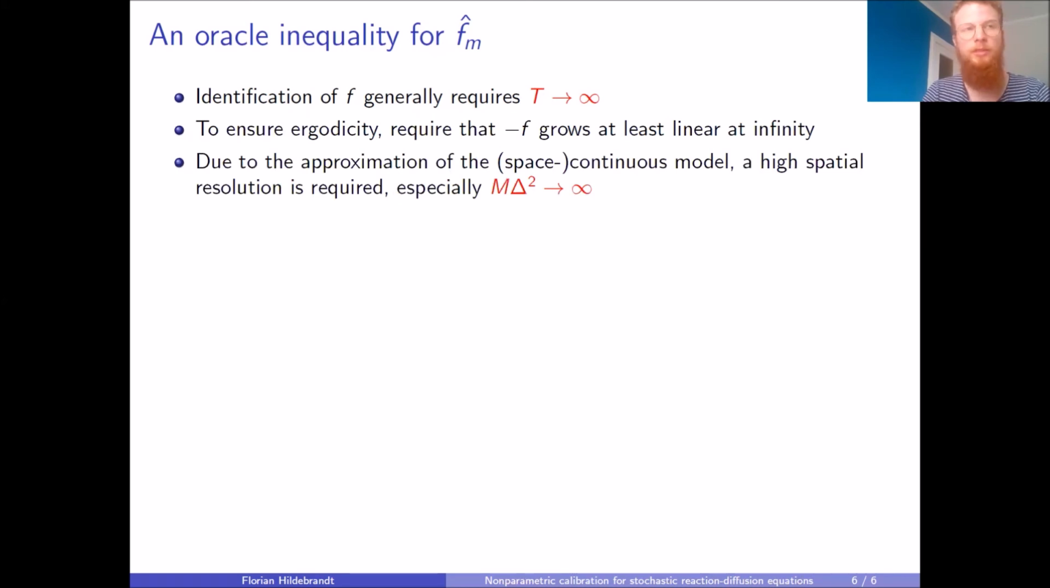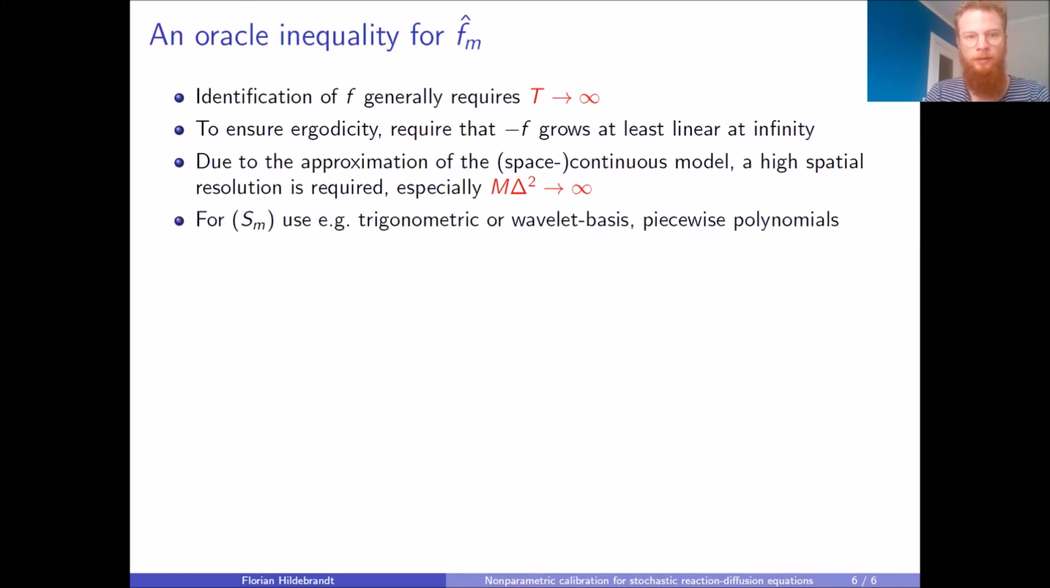As I already told you, we needed to do some approximation of the space continuous model. And that means that we may not be too far away from continuity in space. So this results in this condition here that the number of spatial observations must be larger than delta squared. Finally, for the approximation spaces, you can take one of the usual choices. So trigonometric or wavelet basis work, and also piecewise polynomials are fine.